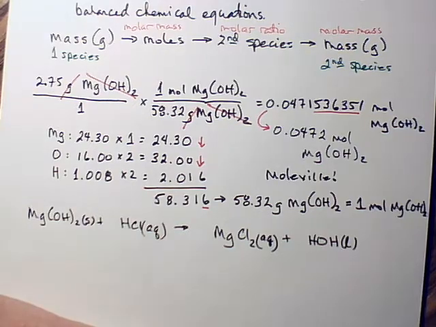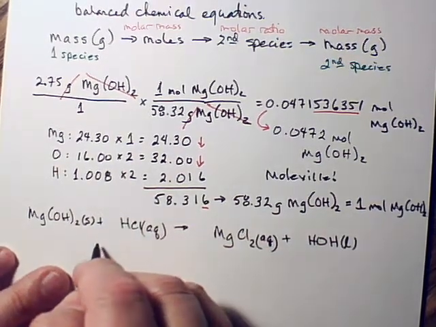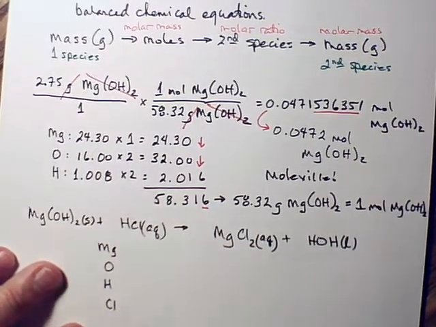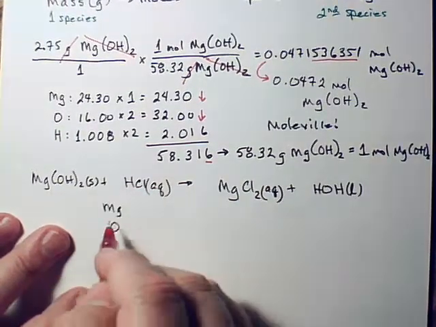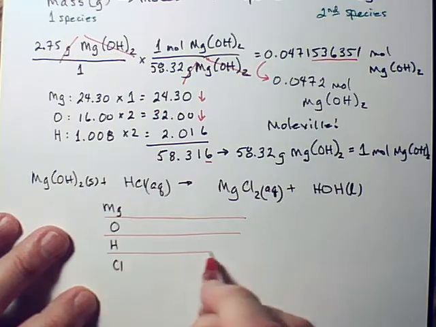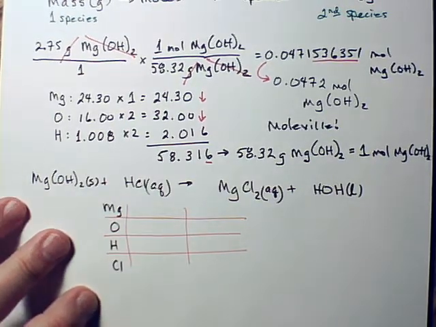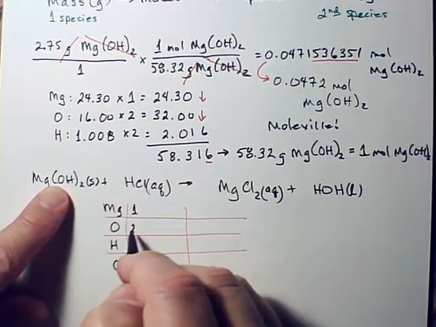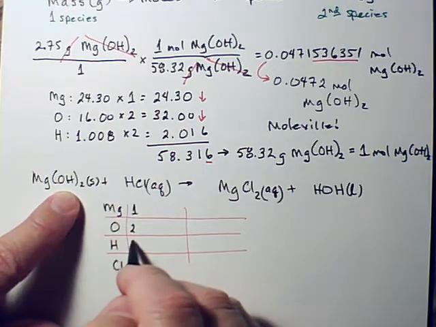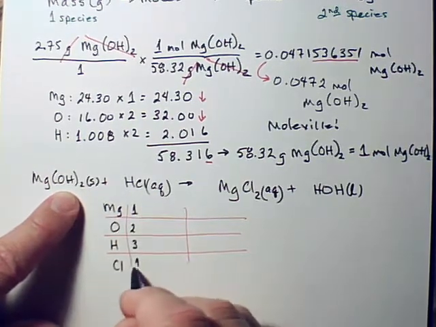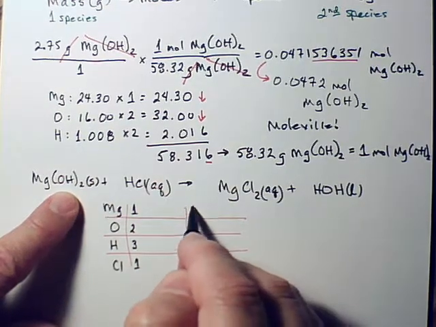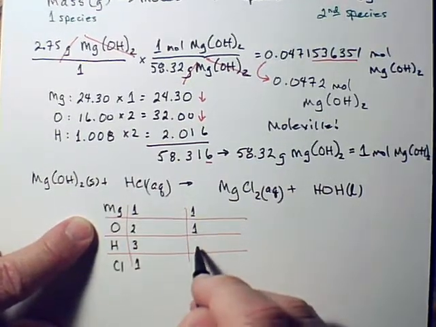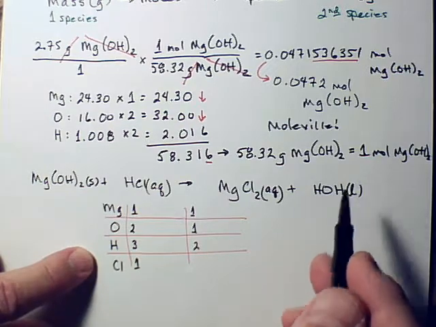Okay, so now we've got balanced formulas. We need to balance the equation. I'm going to list our elements in a column here: magnesium, oxygen, hydrogen, and chlorine. Got 1 magnesium to start with, 2 oxygens to start with. Now hydrogens, I've got 2 here and 1 here, so that's 3, and I have 1 chlorine to start with. Over here I've got 1 magnesium, I have 1 oxygen, 2 hydrogens, and I've got 2 chlorines.